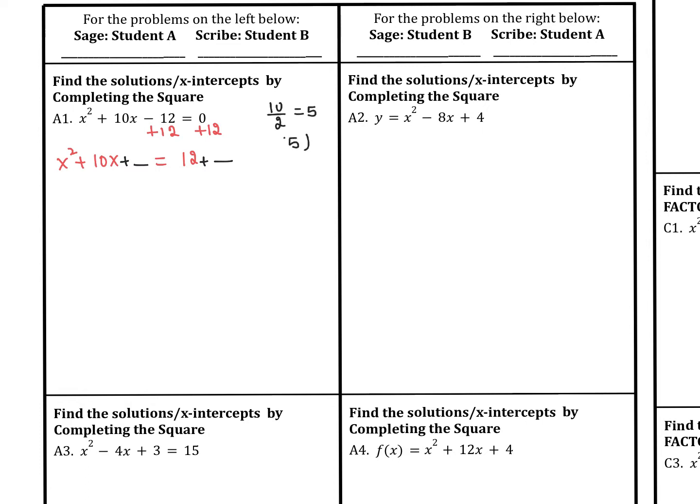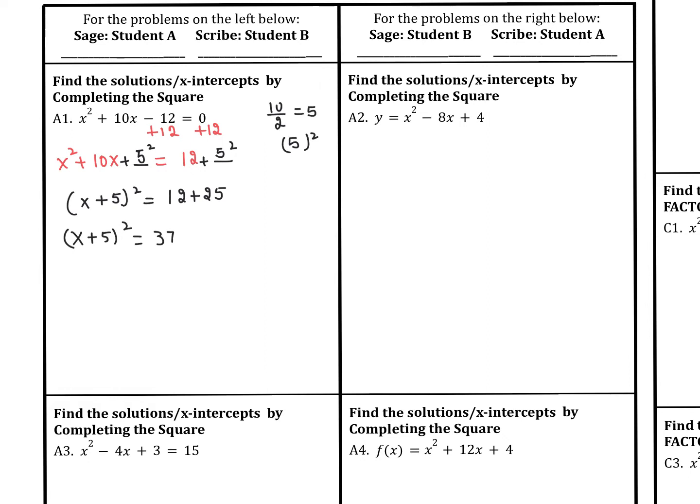Square that and add it on both sides. So 5 squared and 5 squared. This becomes (x plus 5) squared equals 12 plus 25. (x plus 5) squared, 12 plus 25 is going to be 37.